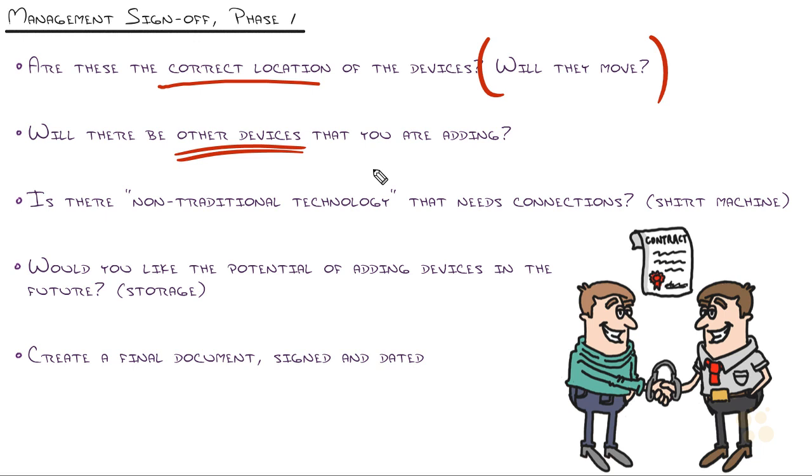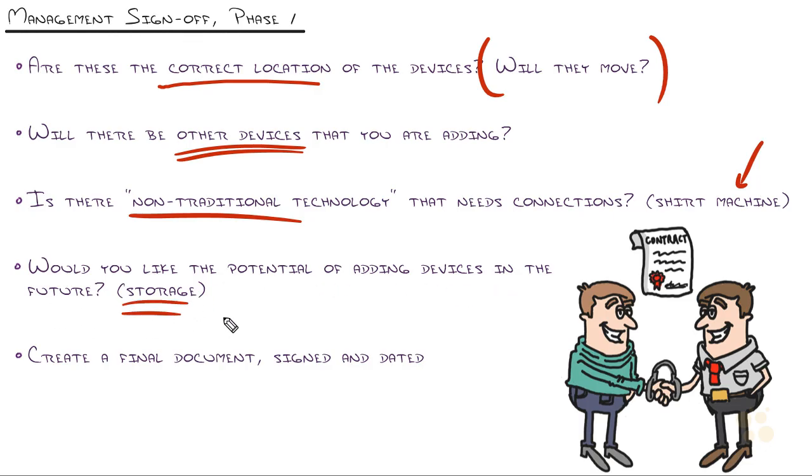I mean, start also thinking about the non-traditional technology that needs connections, like that shirt machine or thermostat or security system or IP surveillance, the stuff that we didn't even think about when we were walking through. There's a lot of non-traditional stuff that you don't usually think about when you think of IT that needs network connections. Would you like the potential of adding devices in the future?